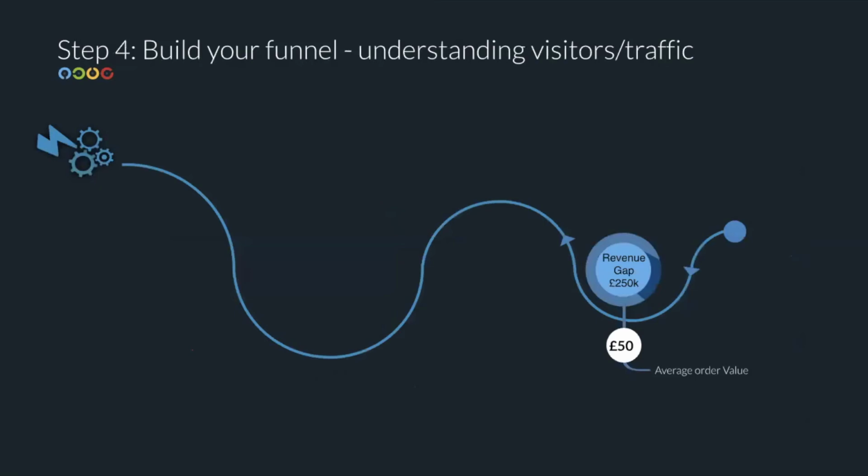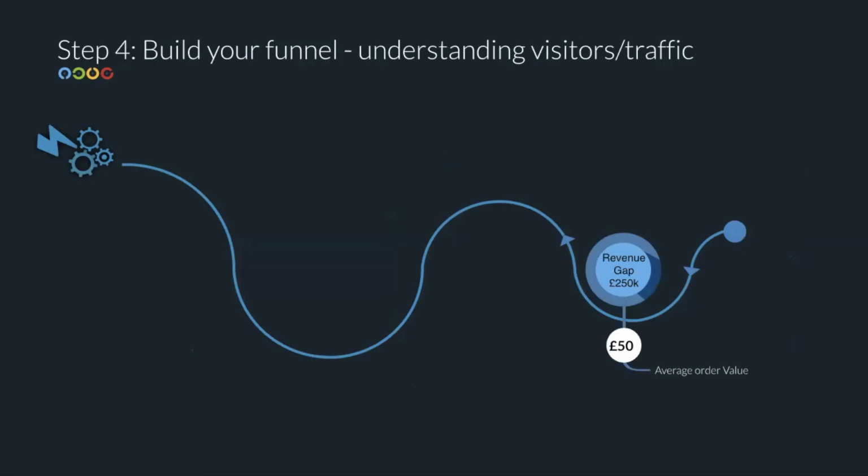Step 4, build your funnel. Here, what we're trying to do is understand the visitors or the traffic that we need to get. Again, it's an e-commerce site. So we're starting with the revenue gap of £250,000. There are the existing customers and the reactivated customers, so this isn't accounting for them. This is just looking at the budget for brand new customers, people that we want to attract.